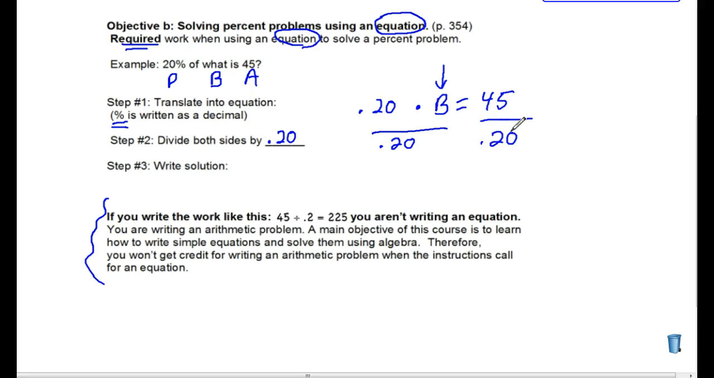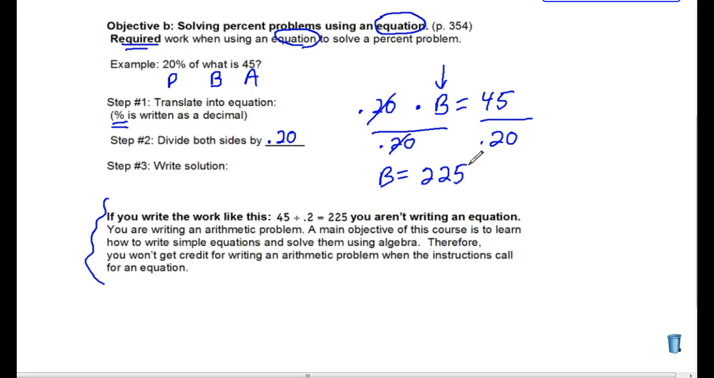When I take 0.20 times B and divide off the 0.20, it just becomes 1. Something divided by itself makes a 1. So I have 1B. And then with my calculator, I could take 45 divided by 0.2, and I'm going to get 225. So I'm taking part of 225. The answer is 45. You want to stop and think about whether or not the answer that you get actually makes sense.